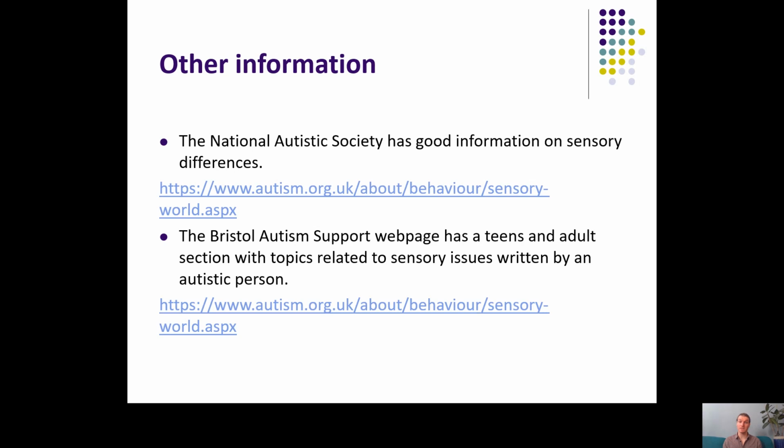There's also some other places you can gather information around sensory differences. The National Autistic Society has a website that has information about sensory experiences. And the Bristol Autism Support webpage has a teenager and adult section where topics related to sensory issues have been written by an autistic person. You can find that by searching Bristol Autism Support and sensory issues on a search engine on the internet.